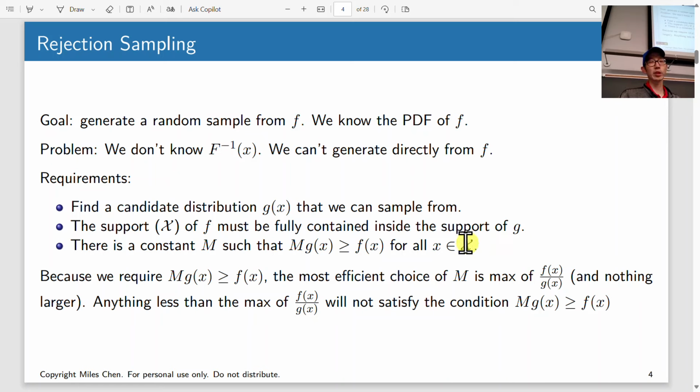There are some cases where the support of F is fully contained within the support of G, but when you search for this constant M, M has to go asymptotically to infinity, and that's just not going to work. So there has to be some finite constant M such that M times G is going to be greater than F for all X.